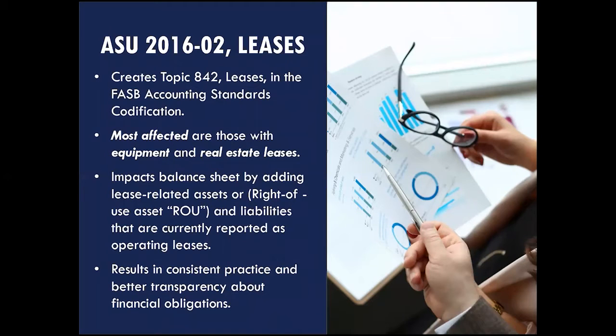As we get into the new standard, I think many people are aware of this already, but this mostly impacts equipment and real estate leases. It will take operating leases and gross up the balance sheet and put those operating leases onto the balance sheet, something that we haven't had before. There will be a liability for the obligation for that lease over its life, as well as an intangible right to use asset. And we'll go through an example of that. Matt will go through an example of that later in the presentation.